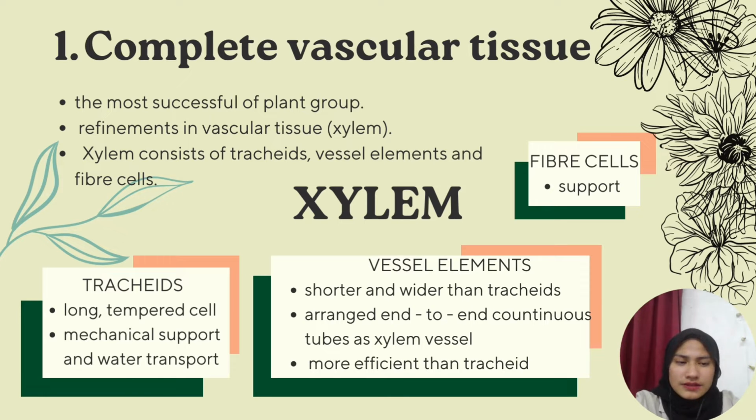For tracheids, there are long and tapered cells, and they function in mechanical support and water transport. For vessel elements, they are shorter and wider than tracheids, arranged into continuous tubes as xylem vessels, and more efficient than tracheids. The last one is fiber cells, which are for support.